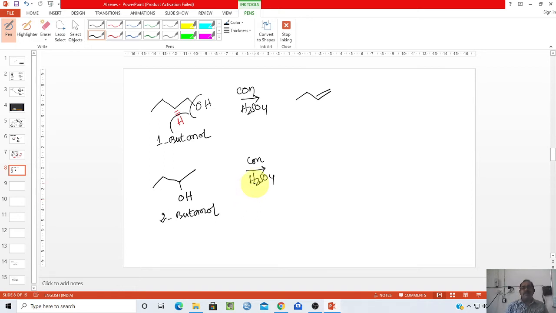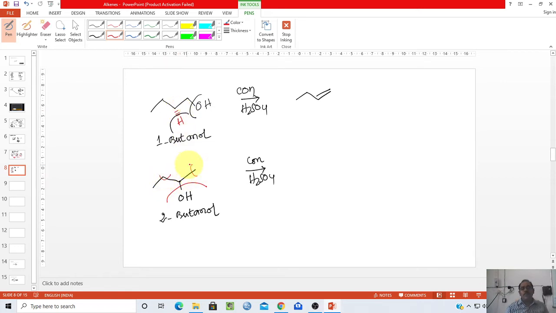Okay. See, OH will be removed from here. Okay, I'll take another color. OH will be removed from here. Hydrogen can be removed from this carbon also and this carbon also. Therefore, there are two possibilities. Unlike here, there is only one possibility for 1 butanol. We have adjacent only one carbon. Here we have adjacent two carbon atoms.